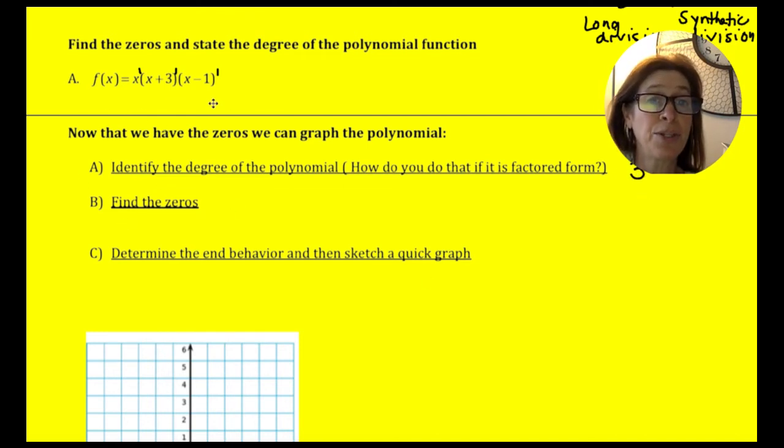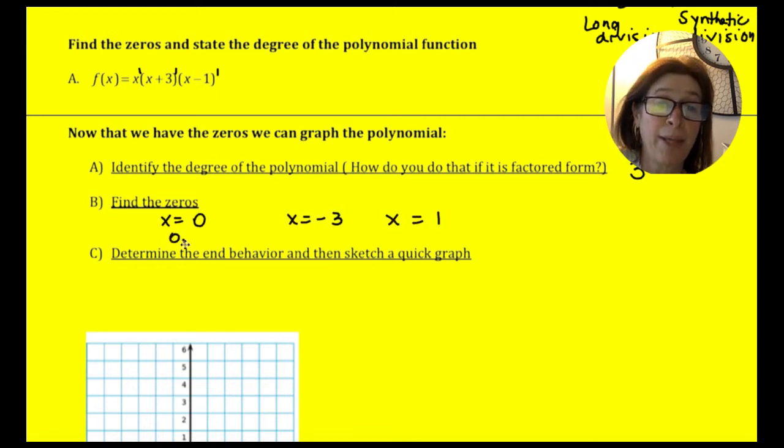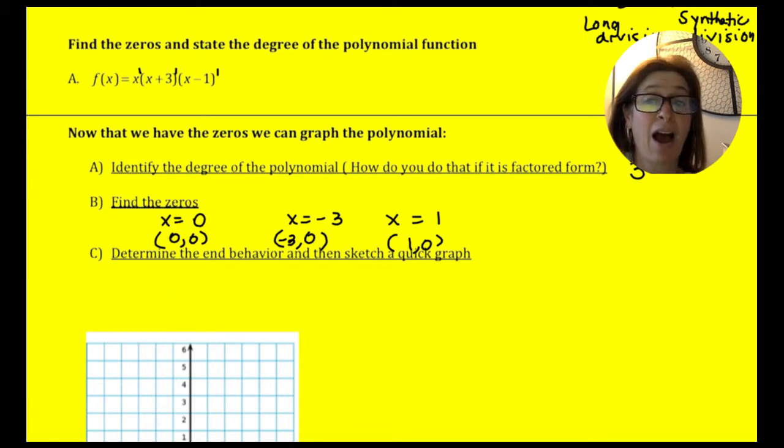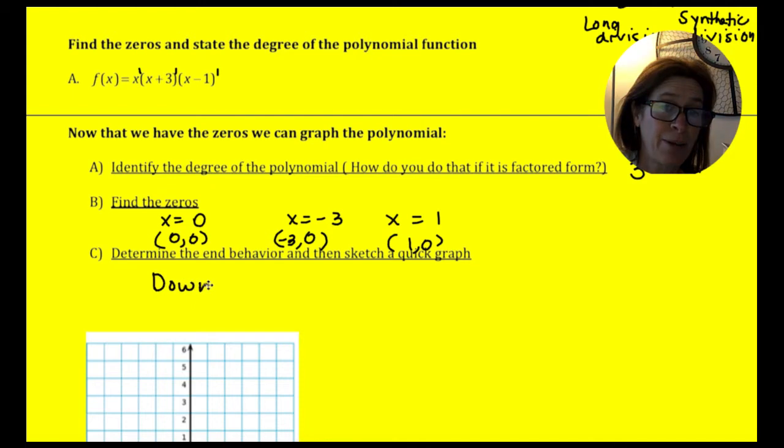To find the zeros, we'd use the zero product property, set each of the factors equal to 0. We can see them clearly. So we have x equals 0, x equals negative 3, x equals 1. We could write those as points, (0, 0), (-3, 0), and (1, 0). Okay, we can determine the end behavior of the graph in this case. Because we have an odd degree, and the leading coefficient is positive, right? We saw that it was positive. We know that our end behavior is going to be down up.